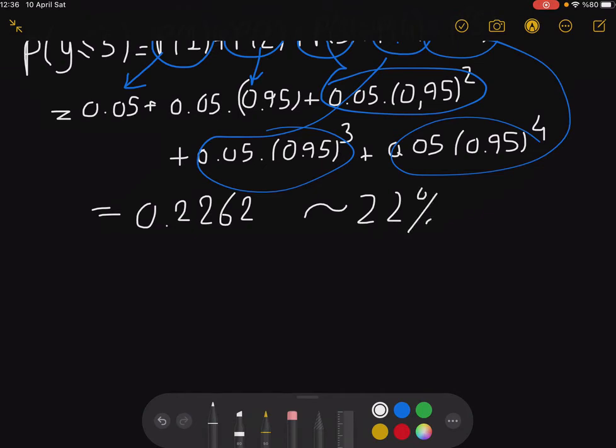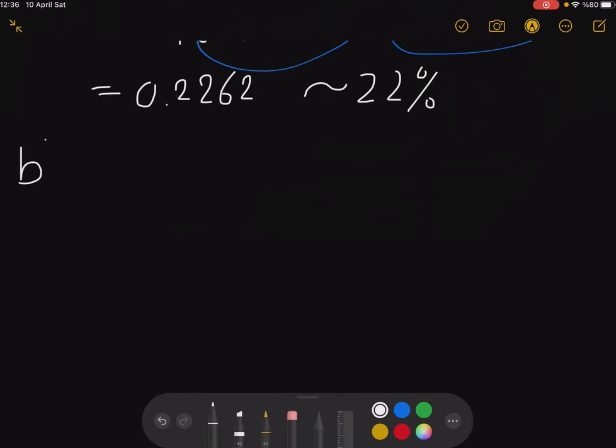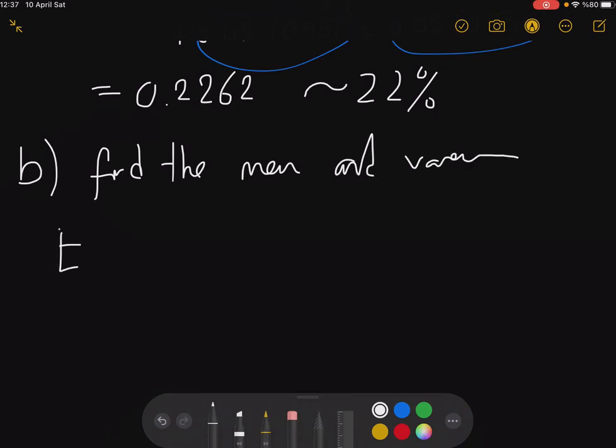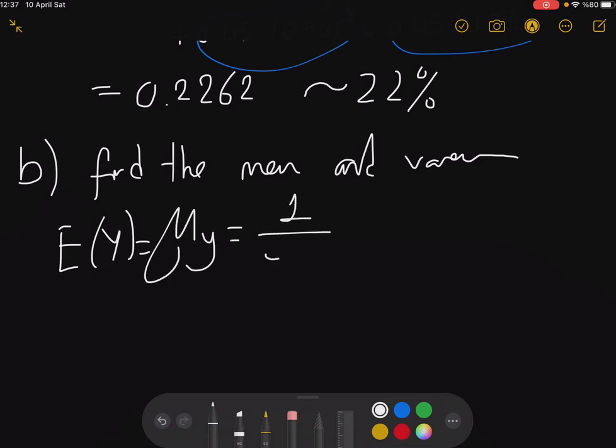There's a 22% probability that the first defective bulb will come within the first 5 trials. And the second part of the question is about the mean and variance of the distribution. Find the mean and variance of the distribution. So what you have here will be E(Y), the expected value, which is 1 over p. So you're expecting, in fact, 20 trials until the first defective light bulb occurs.